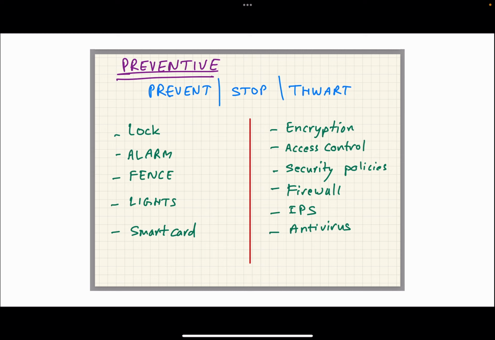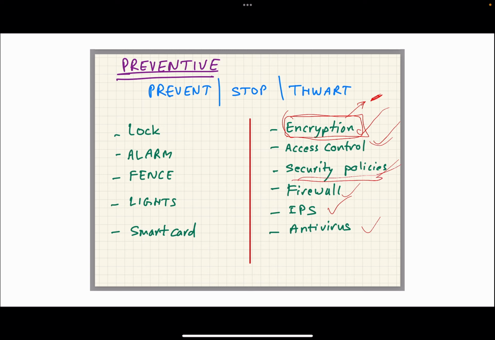Talking about IT or cybersecurity, encryption, access control, security policies, firewall, intrusion prevention system, and antiviruses are examples of preventive control. Why? So let's say you encrypt your data. Now, an unauthorized person who does not have the access key to this data will not be able to see or read that data, right? So the data remains confidential. So that's where encryption prevents somebody else from seeing your data. Similarly, access control, security policies.